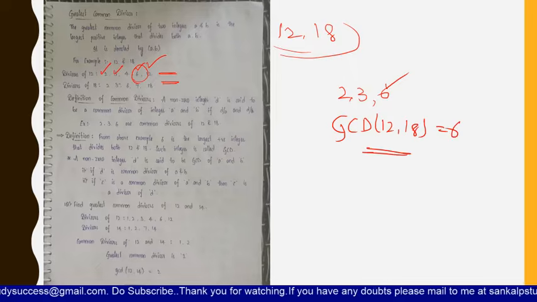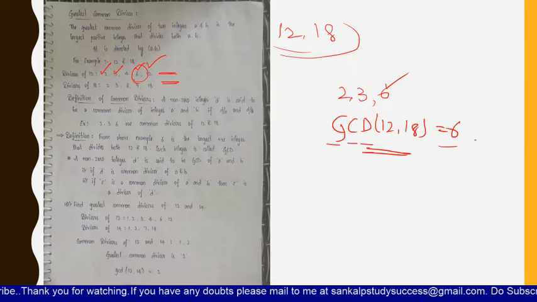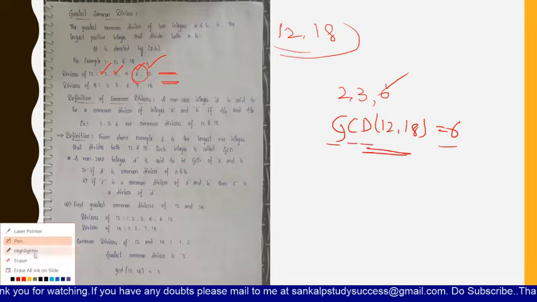First we will write the divisors of both the numbers. Then you need to compare which is the common and the greatest one. From the name itself you can understand greatest common divisor, which is 6 in this case. So you can have the clear notes here so that you can understand better.